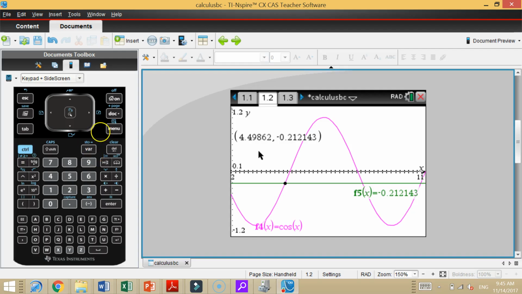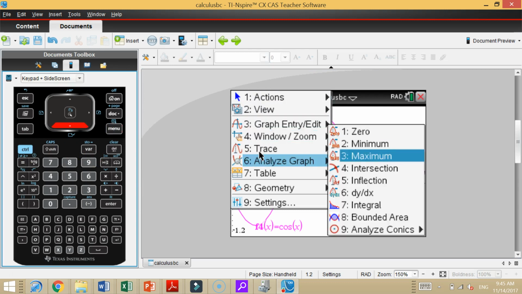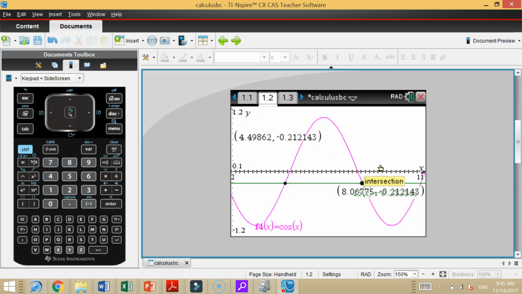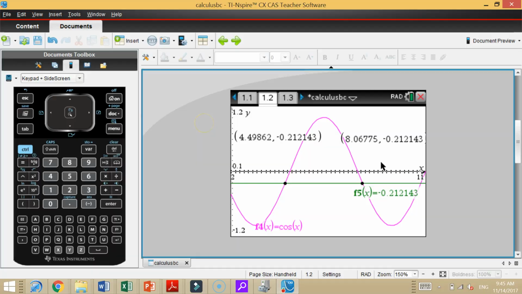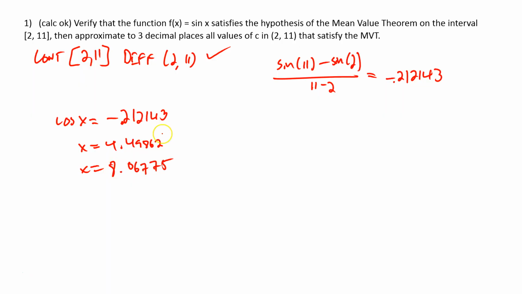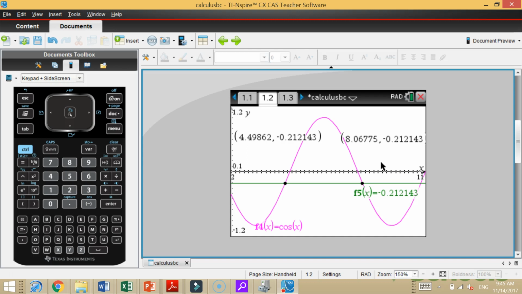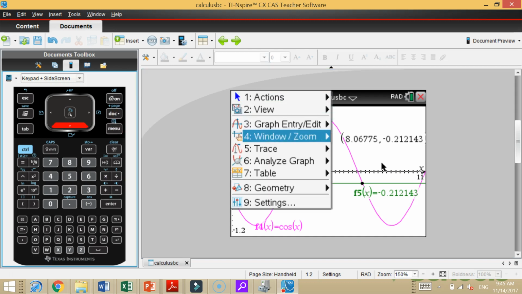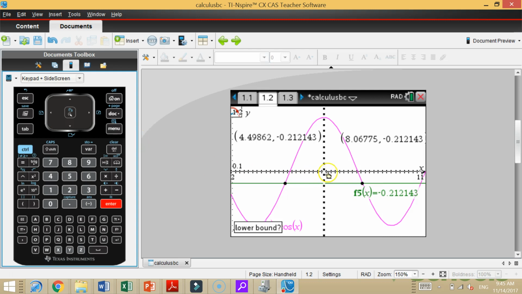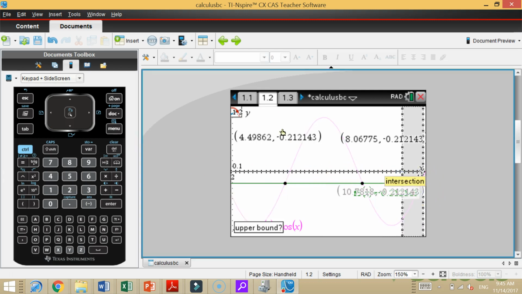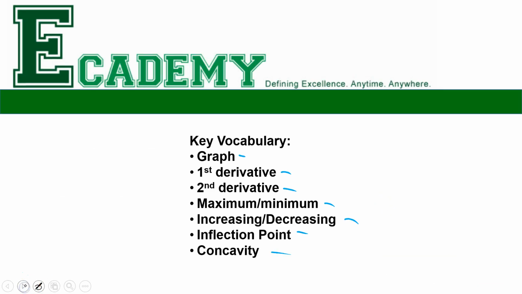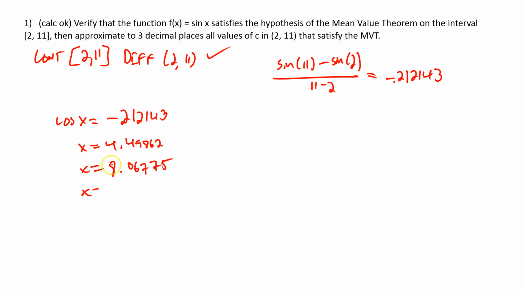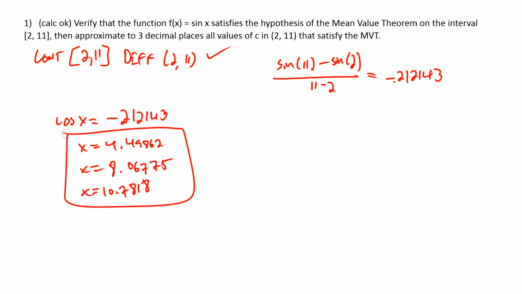Also happens, Menu, Analyze Graph, Intersection. Also happens at 8.06775. Remember, we need at least 3 decimal places. And one more. Menu, Intersection. Right at the end there. Sneak it in there. 10.7818. All right, there are 3 values between 2 and 11 that work out.